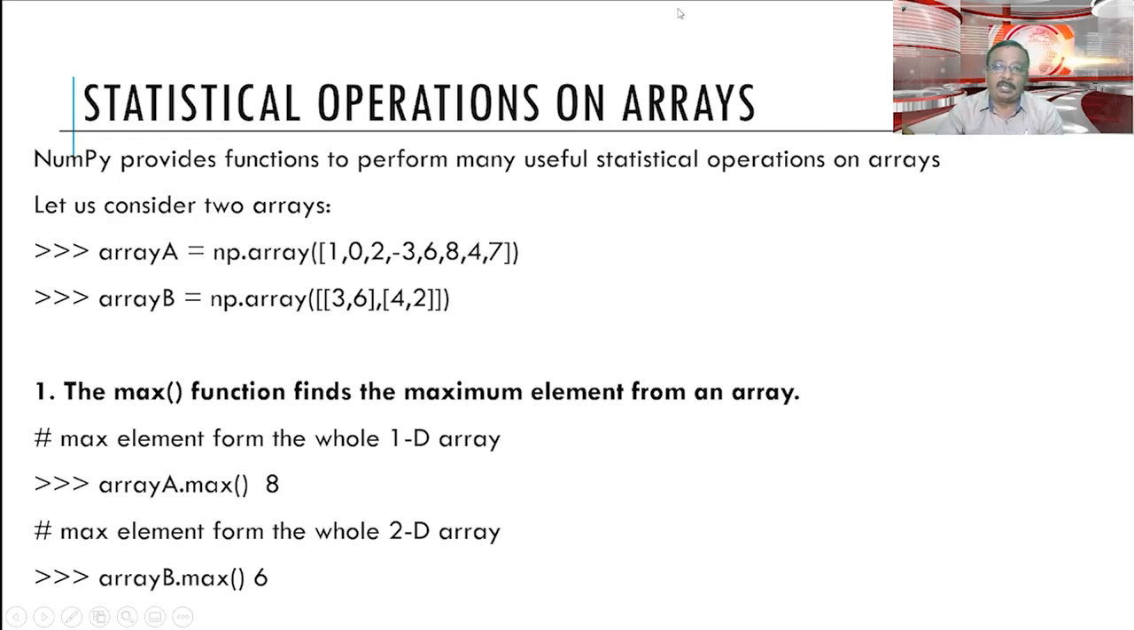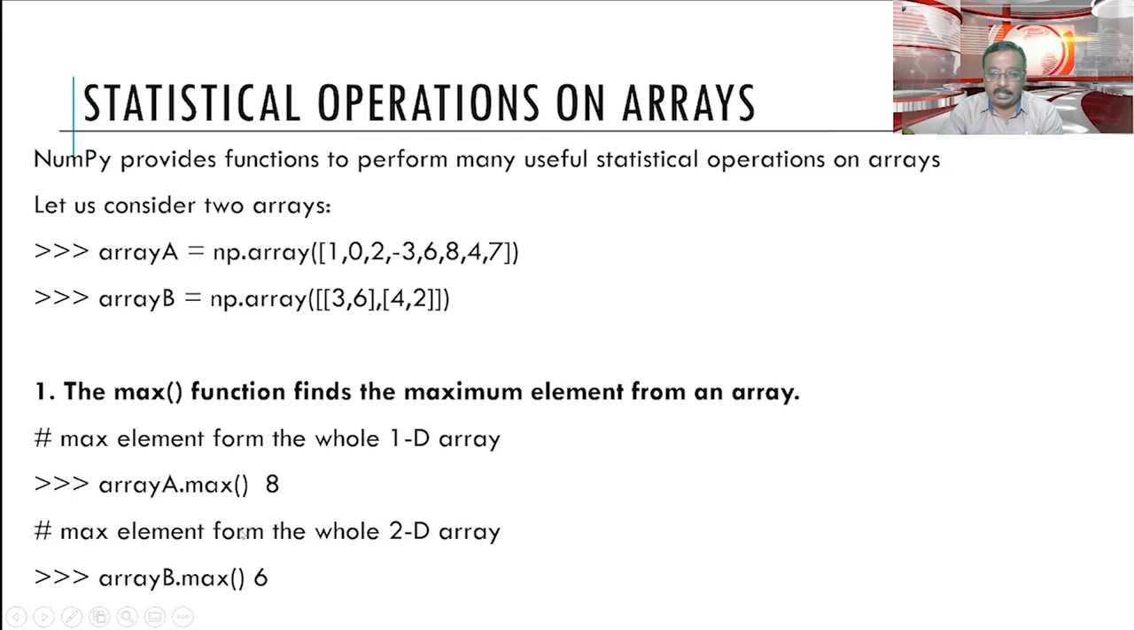There are some statistical operations on arrays. Numpy provides functions to perform many useful statistical operations on arrays. Let us consider 2 arrays, array A and B. We have some values in array A and similarly we have values in array B also. So the max function finds the maximum element of an array. So for a one-dimensional array A, A dot max function will give you the maximum value in A.